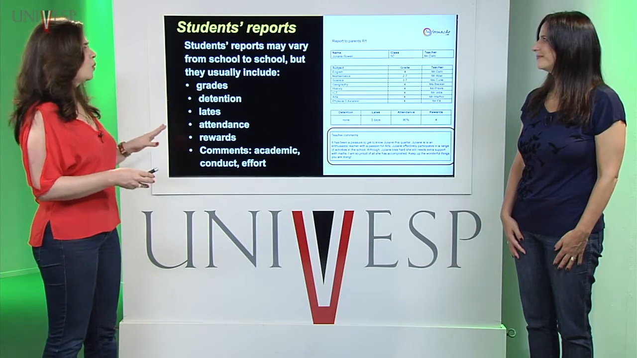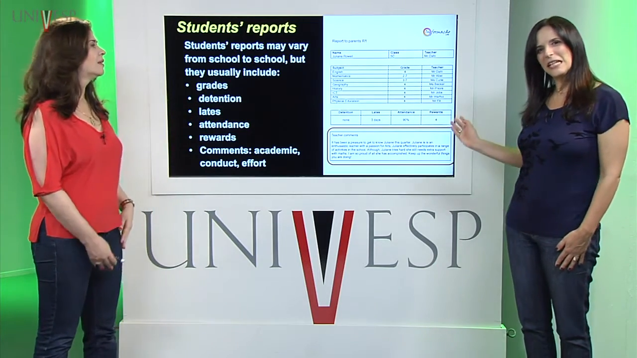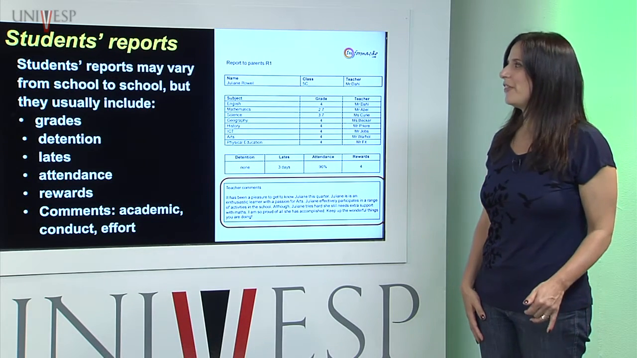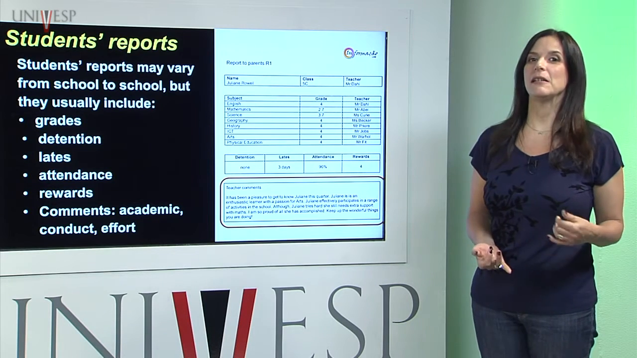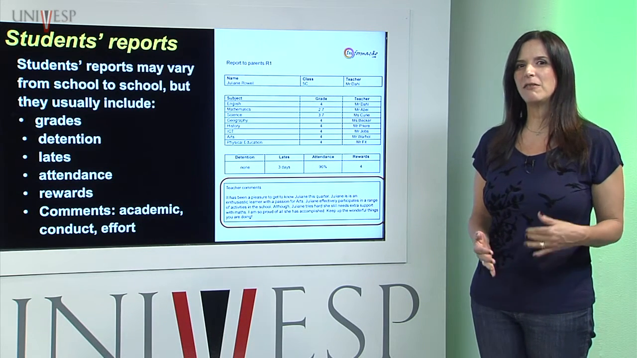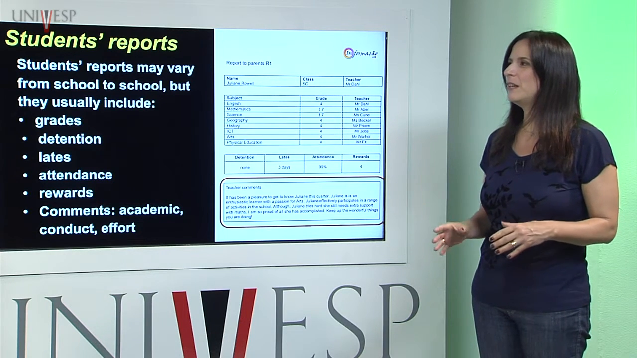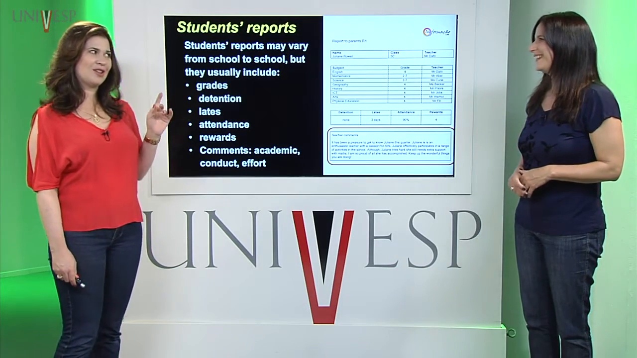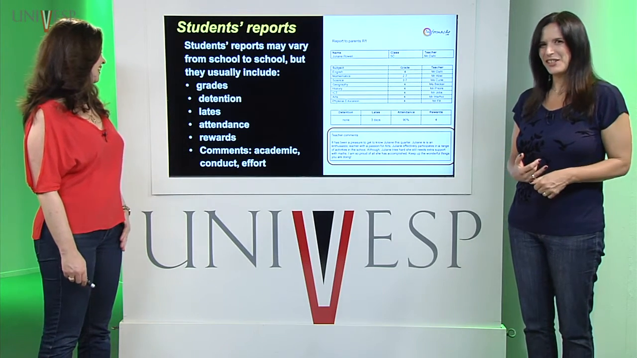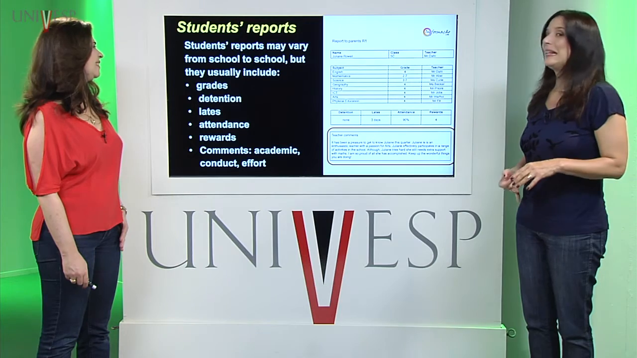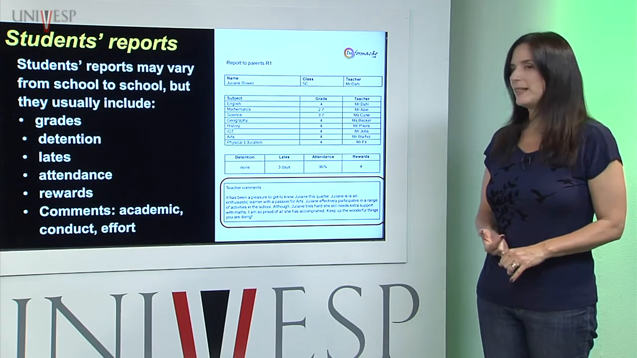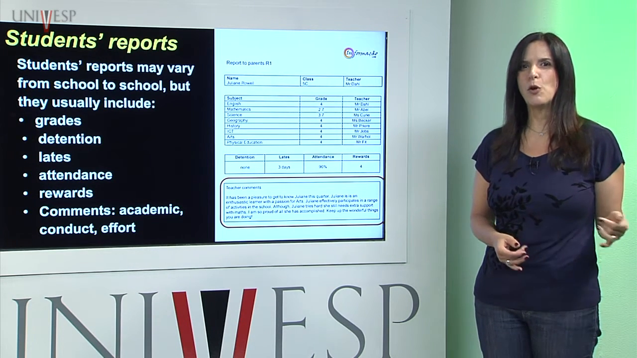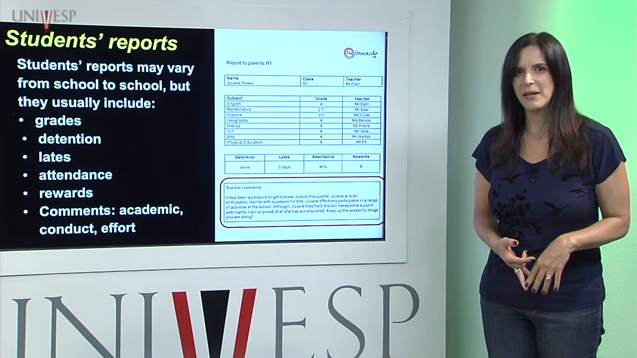All right, Marcia, what is this exactly? This, Simone, is a student report, okay? So, a student's report may vary from school to school, but they usually include the grades. O que que eles incluem? As notas. Detention. Detention é quando lá fora, a gente não usa isso muito aqui, Simone, mas lá fora os alunos ficam, tem que fazer hora extra se eles não se comportam bem na aula, ok? Eu acho que aqui a gente faz de vez em quando também, hein? É, mas enfim, detention é quantas vezes você deixou o aluno fazendo hora extra, late, quantas vezes o aluno chegou atrasado, attendance, quantas vezes ele foi à aula, ou seja, a frequência de aula, rewards, se você deu algum prêmio para o seu aluno, ou por bom comportamento, ou porque ele fez uma tarefa muito bem feita.